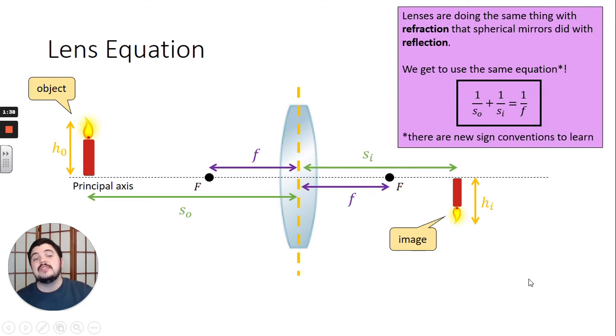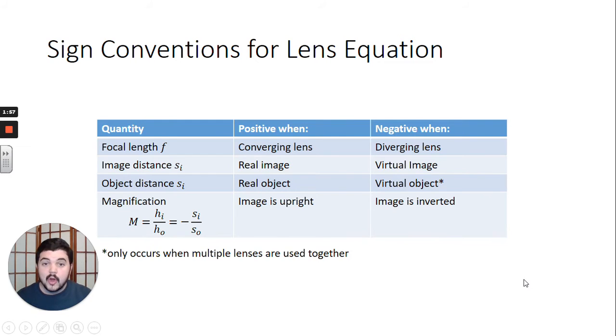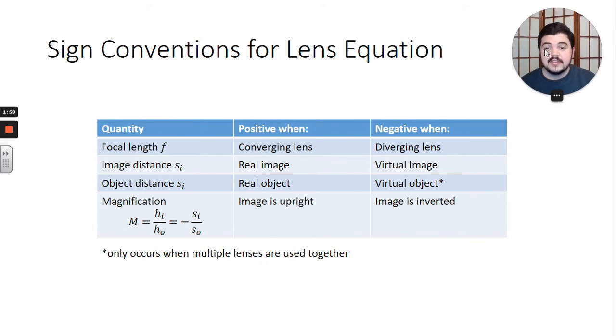A little asterisk on that, though. We get to use this equation if we know the proper sign conventions. When do I make my object and image distances positive and negative? When is my focal length positive? When is my focal length negative? So we need to know some sign conventions. But once we know those, we are set to use the same equation. So what are those sign conventions? Here they are in a table.